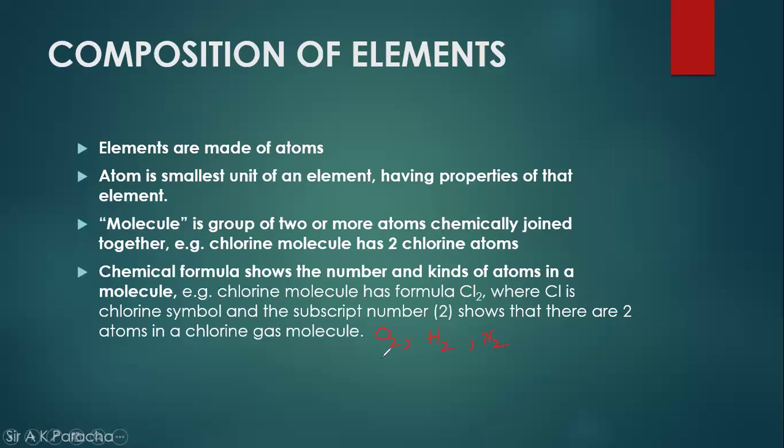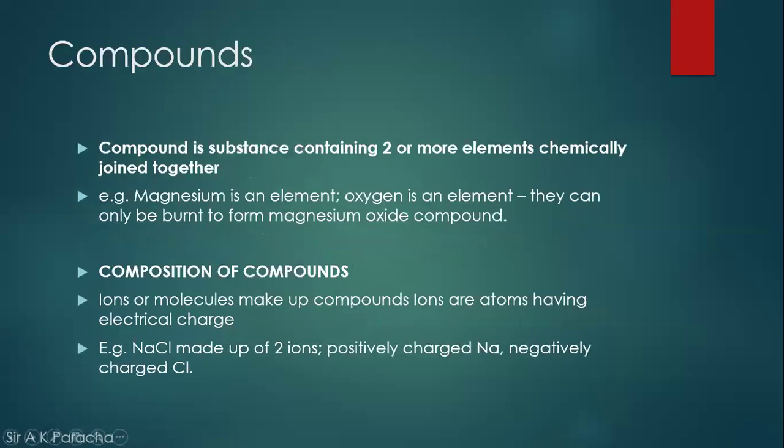Oxygen atom forms a bond with oxygen atom. Hydrogen atom forms a bond with hydrogen atom. Nitrogen atom forms a bond with nitrogen atom. So the compounds, on the other hand, are made up of different elements. A compound is a substance containing two or more elements chemically joined together.